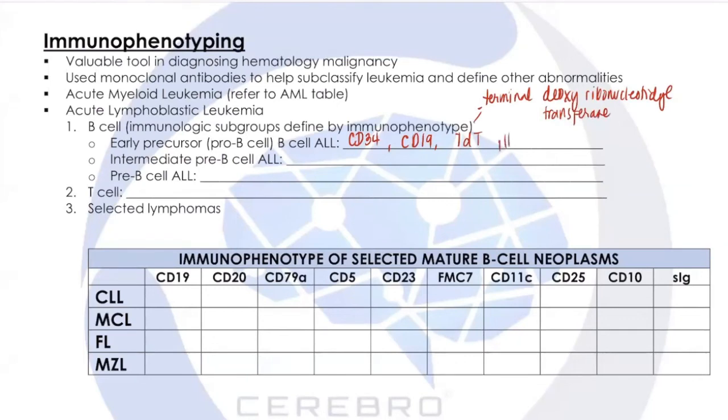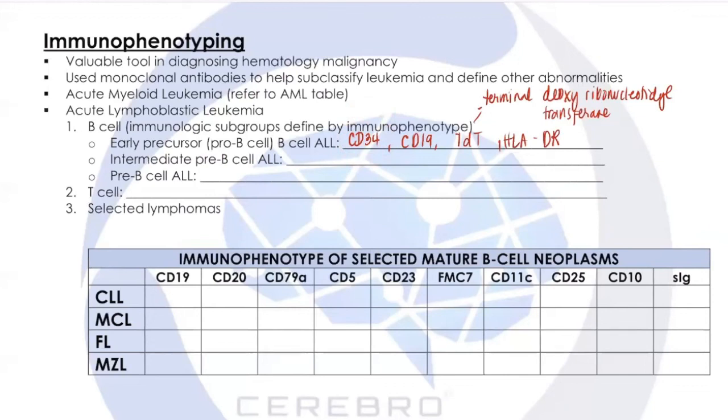And of course, we have the HLA-DR. Okay? So since this is an early precursor, if you would observe, nandito yung CD34. Kasi alam naman natin that CD34 is a hematopoietic stem cell marker. So that is usually present doon sa mga immature cells talaga.